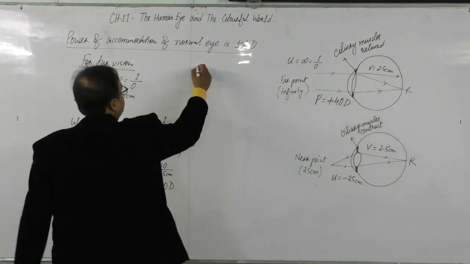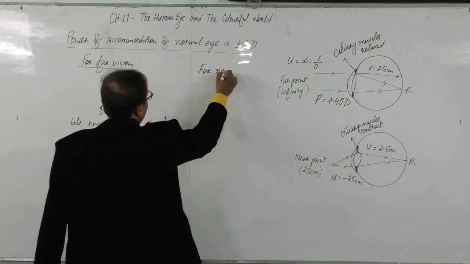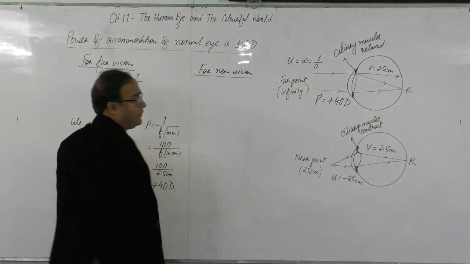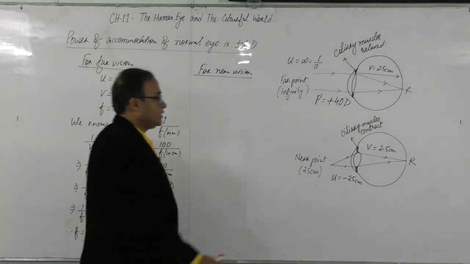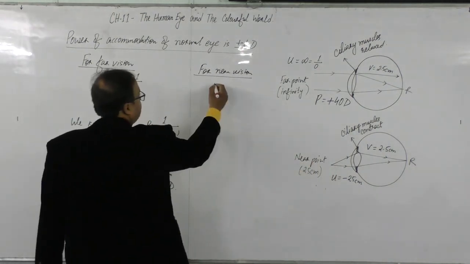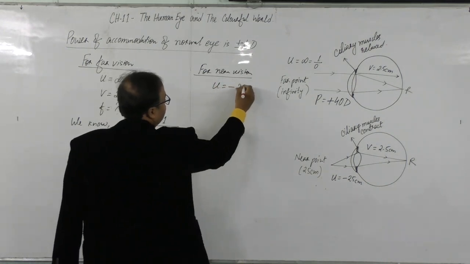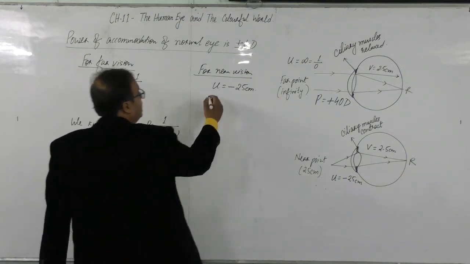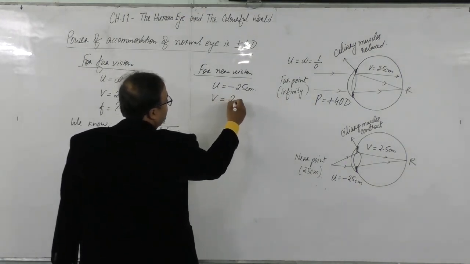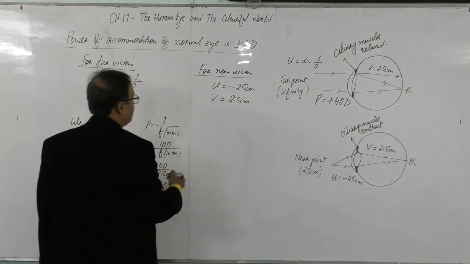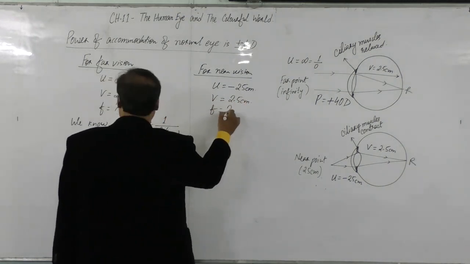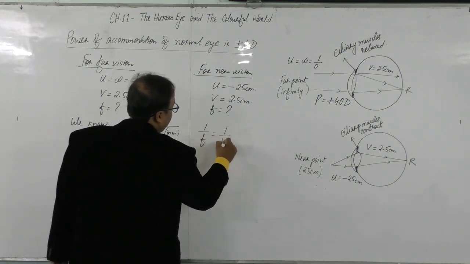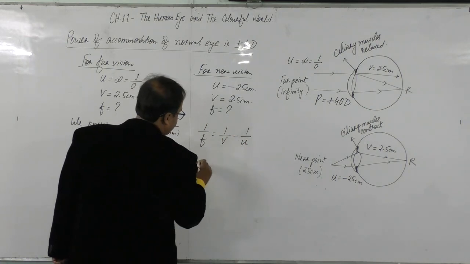Now for near vision, near vision मतलब ऑब्जेक्ट कहाँ पे है? ऑब्जेक्ट is placed at a distance of 25 centimeter from the eye, so u will be minus 25 centimeter. Object distance हम लोग लेंगे minus 25 centimeter. Image distance will be the same, that is 2.5 centimeter. And now we'll calculate focal length. We know the formula, 1 by f is equals to 1 by v minus 1 by u.